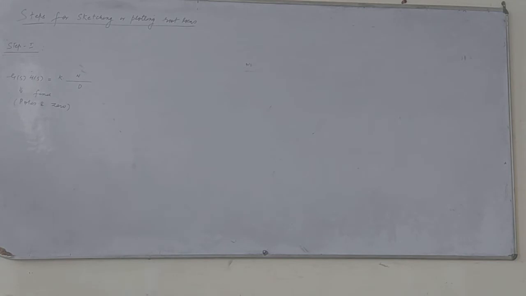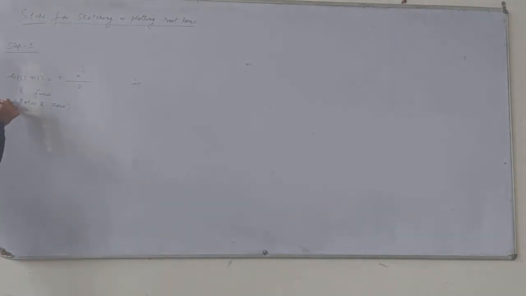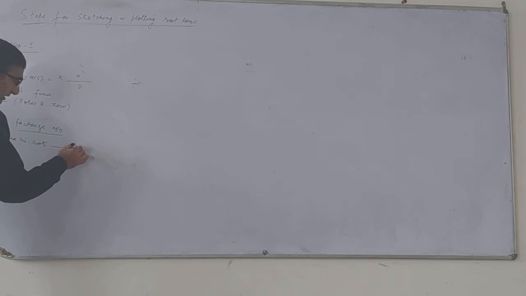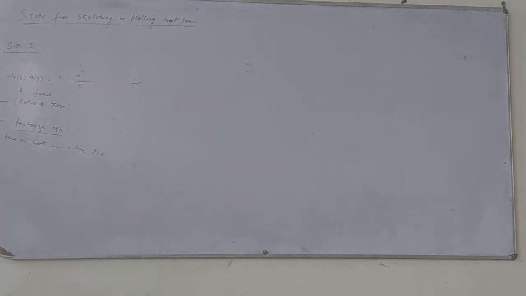A transfer function may be given as K(s minus 1) divided by (s plus 1)(s plus 2)(s plus 3). Fine, you have the roots. But if the roots are not given in factorized form, then you have to factorize the numerator and denominator, find the roots, and then you can find the poles and zeros. This is the first and foremost step.